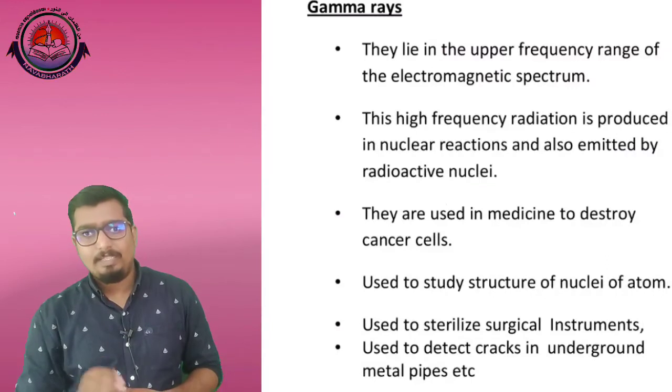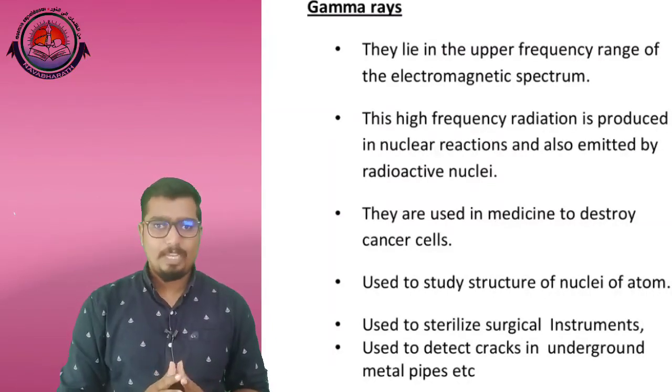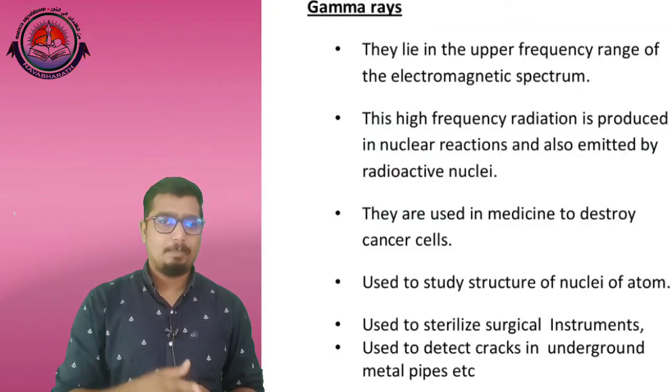It is used to detect hidden materials. This is X-ray. And the last one is gamma ray. Gamma rays lie in the upper frequency range of the electromagnetic spectrum.